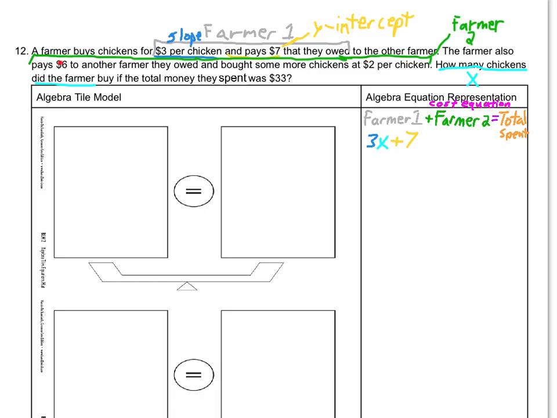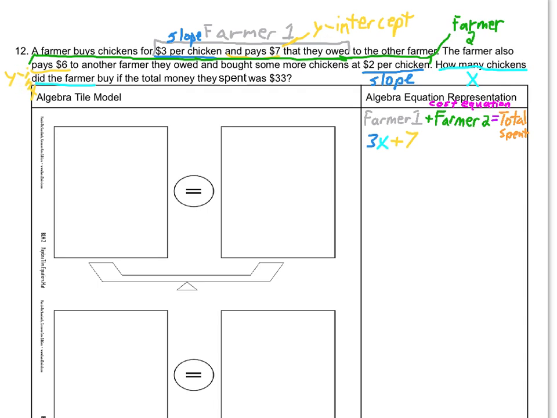Which of these would be the slope, the 6 or the 2? Again, look at what we wrote on the first one. Which of these is going to be the slope? That's going to be the $2 per chicken. That makes the $6 the y-intercept. You'll see that abbreviated as y-int.